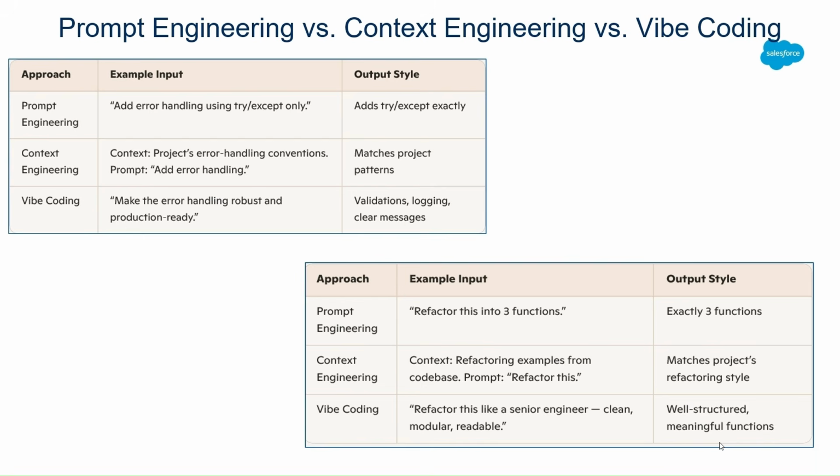Okay. The next example is, in prompt engineering, I can ask, refactor this code into three functions. In the output, I will get exactly three functions. In context engineering, I'll provide examples of the refactoring which has already been done on some other projects, and I'll provide the prompt, refactor this code. So in the output, I will get the project refactoring done in the same way as it was done in the other projects whose context I have provided. In vibe coding, I can just say, refactor this like a senior engineer, clean, modular, readable, and in the output, I will get well-structured, meaningful functions.